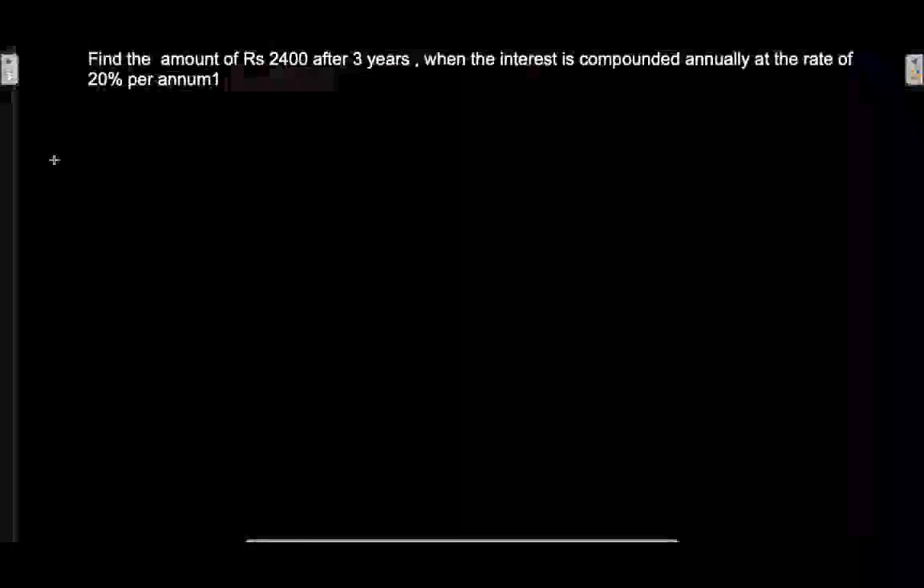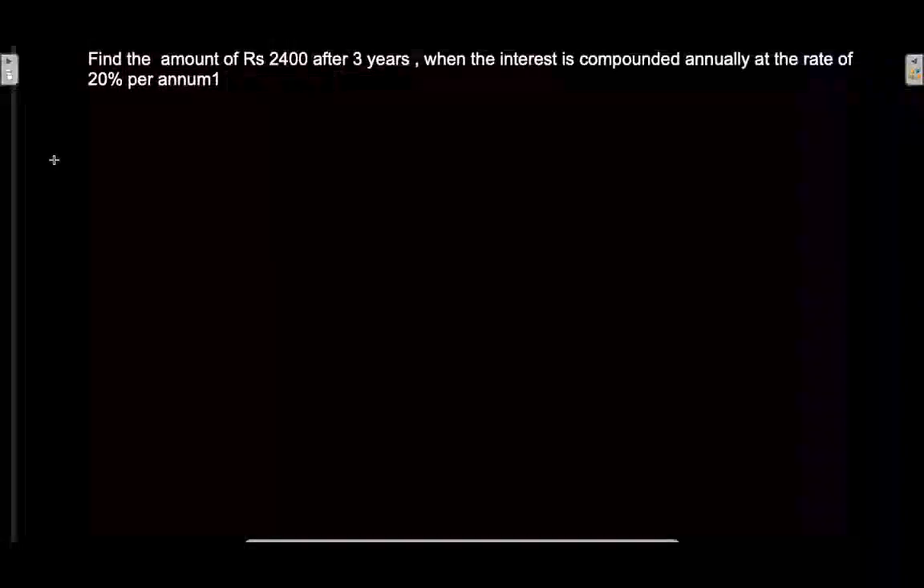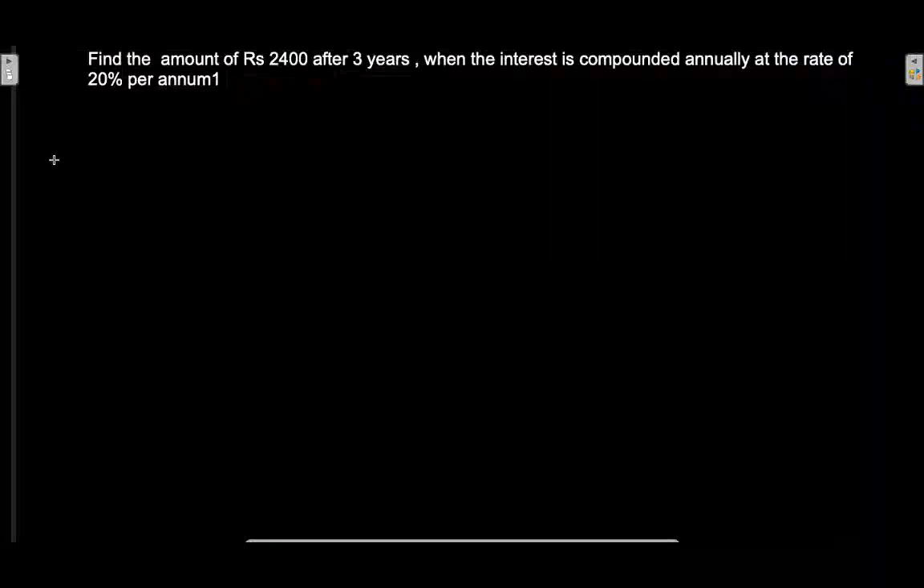Now, in the previous video, we have learned how to derive the formula to calculate the compound interest. So let's take a couple of examples. This is example number one. Find the amount of rupees 2400 after 3 years when the interest is compounded annually at the rate of 20% per annum.